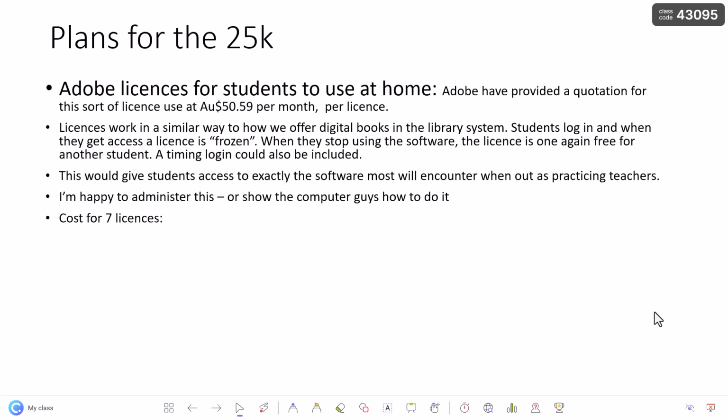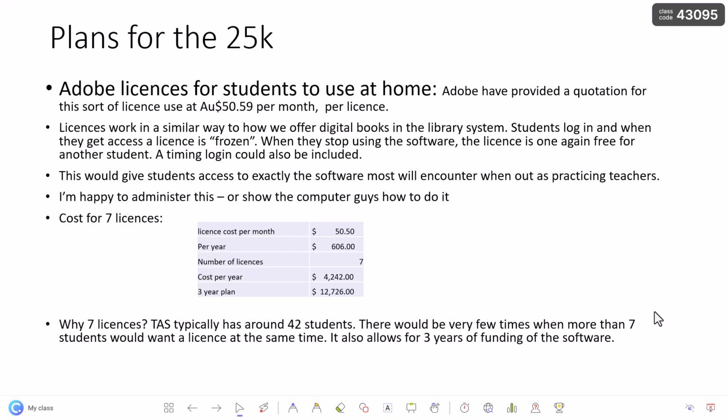Now the cost for 7 licenses. The license per month is $50.50. Per year that's $606. If we got 7 licenses, the cost per year is $4,242, and over a 3-year plan that's a little bit more than $12,500. Now, why 7 licenses? Well, TAS typically has around 42 students. There'd be very few times when more than 7 students would want a license at the same time. It also allows for 3 years of funding of the software.